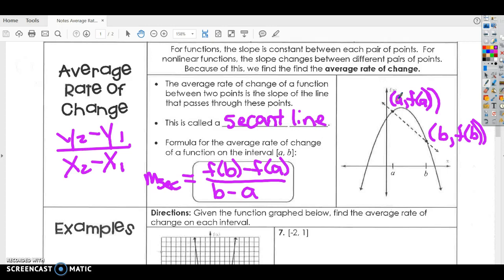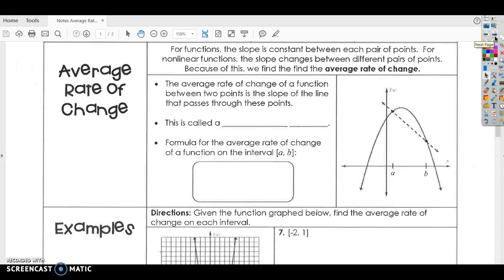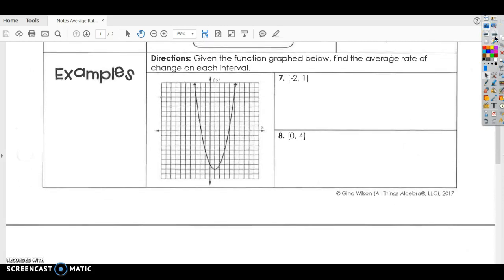All right, let's look at some examples. Given the function graphed below, find the average rate of change on each interval. Okay, so the intervals are based on your x values. So the first thing you have to do is find out at -2, what y value do you have? So I'm going to go over here to the graph and say x at -2. Looks like that point right there.